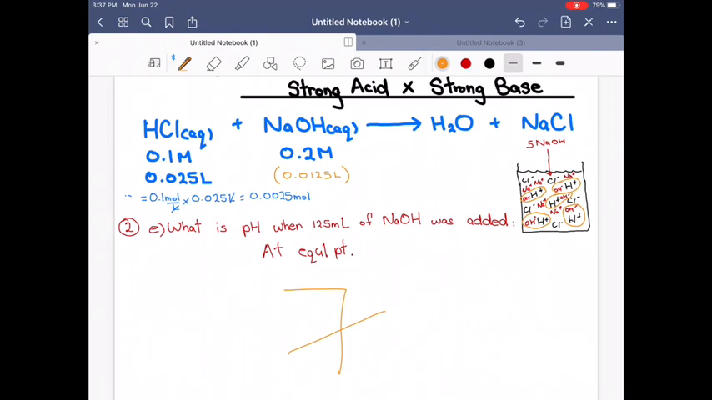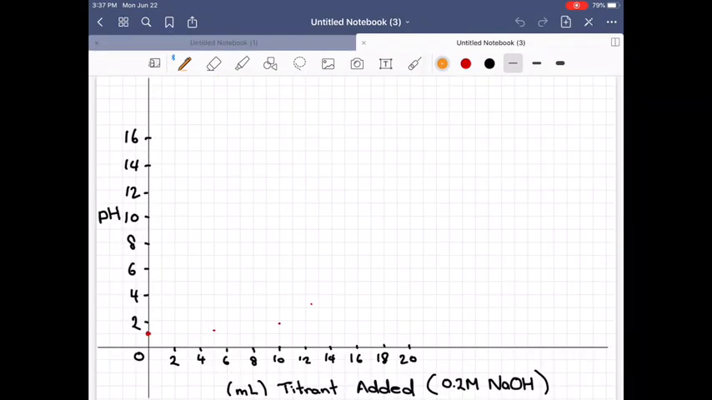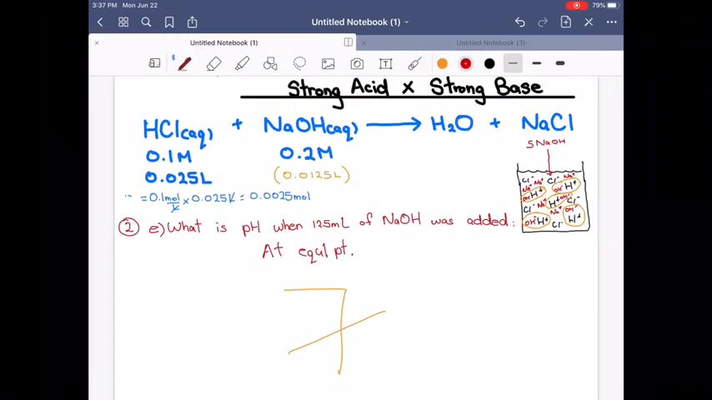So at the equivalent point, right here, which is 12.5, your pH is going to be 7. Right there. It looks like an exponential curve, huh? Let's actually draw that in. No, let's draw it in later. Maybe not. All right, so let's go back.